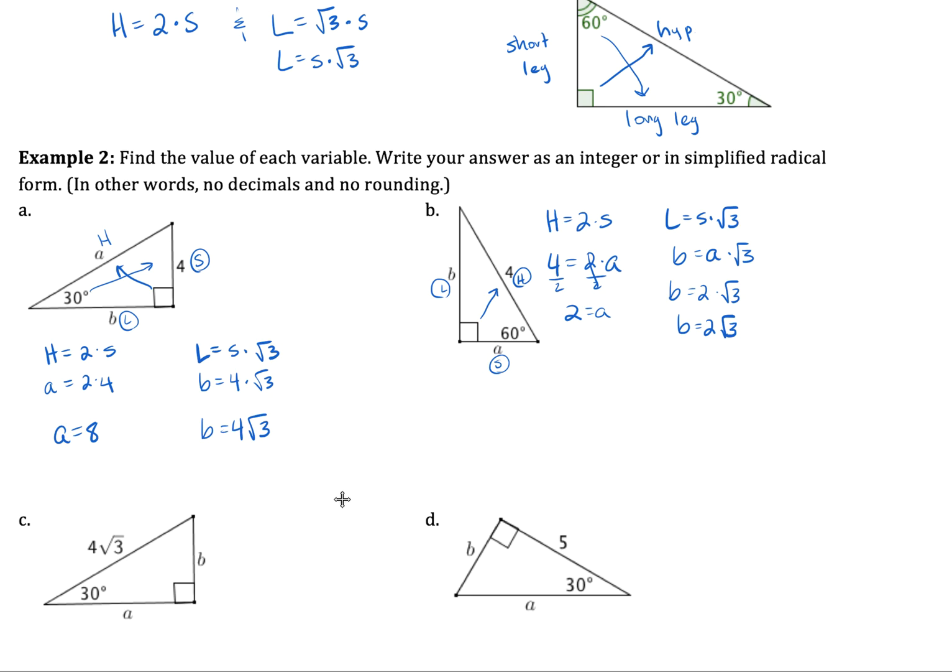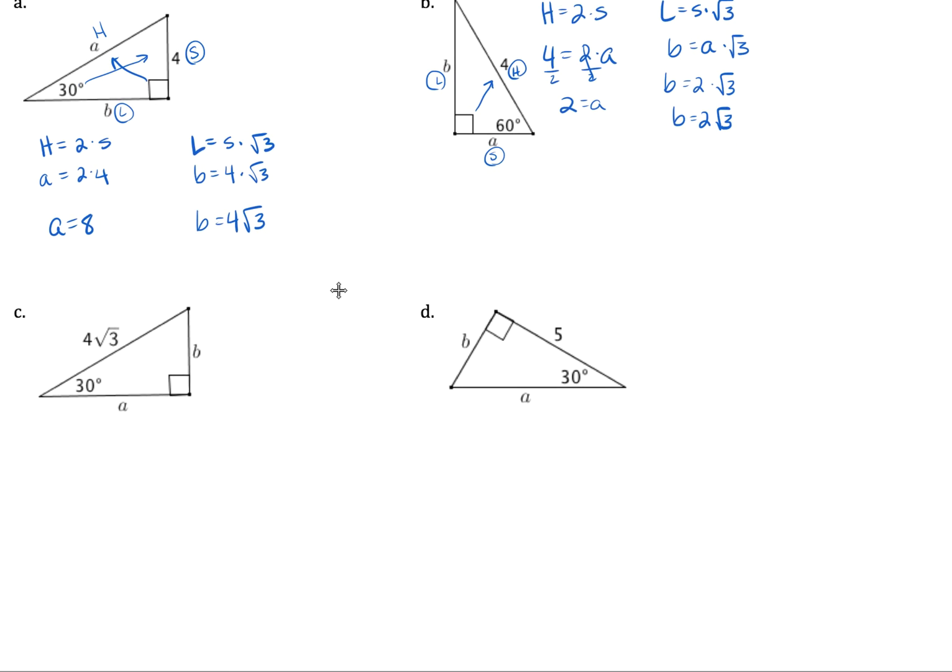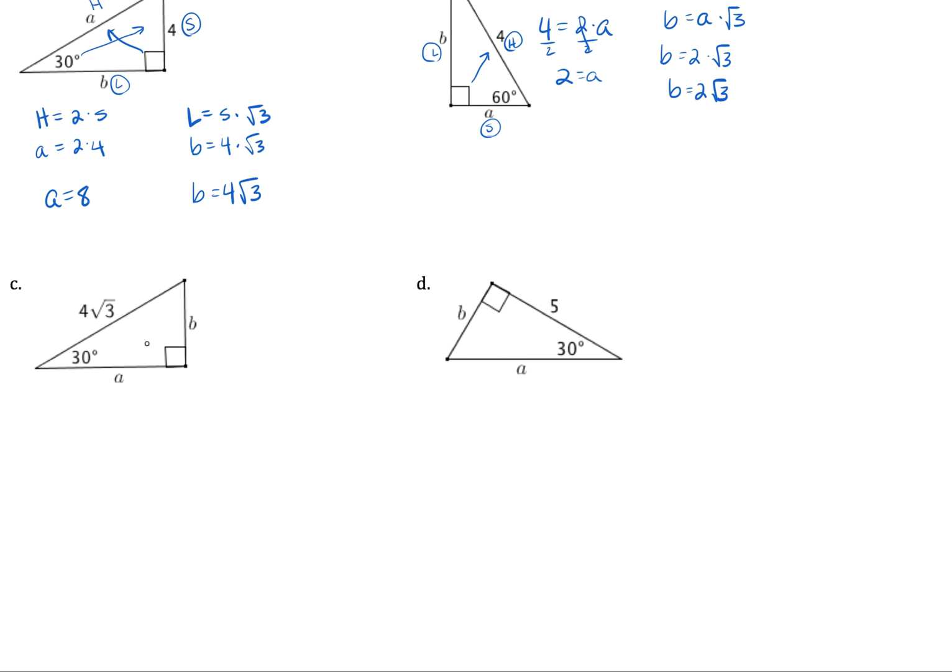Coming down here to example C, it's going to get just a little bit trickier. Let's label the sides first. Of course, this is my hypotenuse because it's across from the right angle. Here's my 30-degree angle, so B is my short leg, and that leaves this angle up here to be my 60-degree angle, which means that A is my long leg.